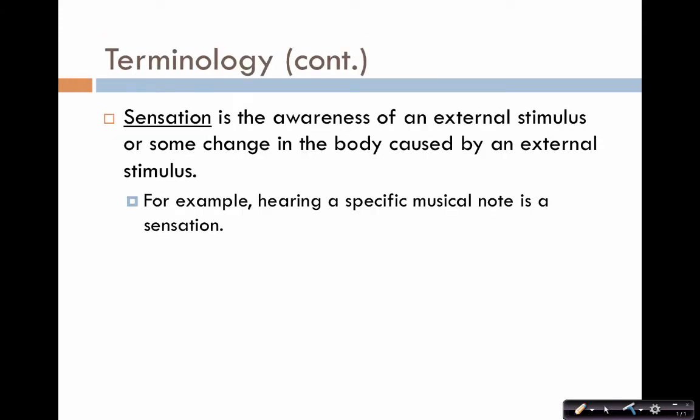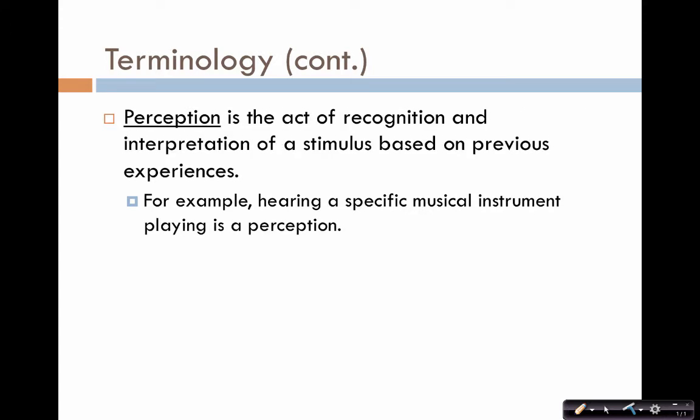Some terminology. Sensation. Sensation is the awareness of an external stimulus or some change in the body that was caused by an external stimulus. So a very clear example is hearing something. If you hear a particular sound, that's a sensation. It's an external stimulus coming from some external source, but yet you're able to detect it.